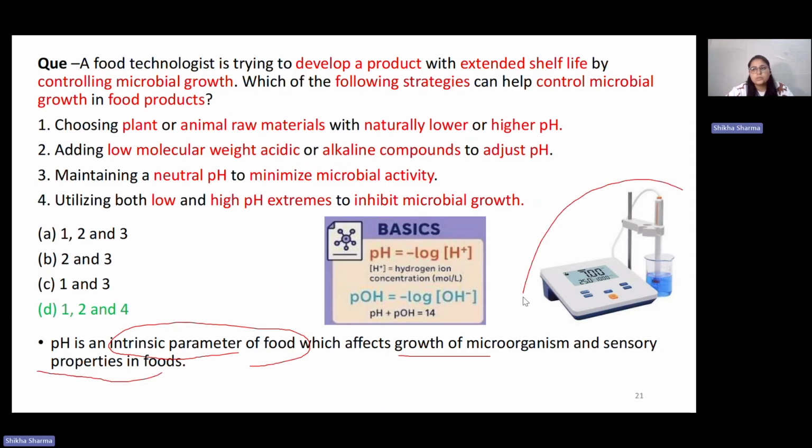So this is basically the pH meter. Here we put our solution and this is a pH probe which is going to measure the pH, and the readings are reflected here. Actually pH is dependent on the H+, the hydrogen ion concentration. So pH equals minus log H+ ion concentration, and pOH is minus log OH- ion concentration. So pH plus pOH is going to equal 14.